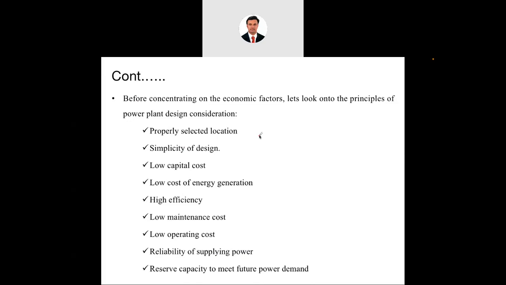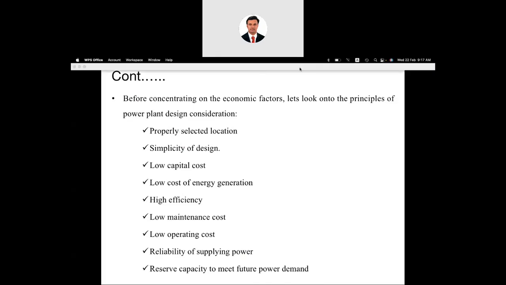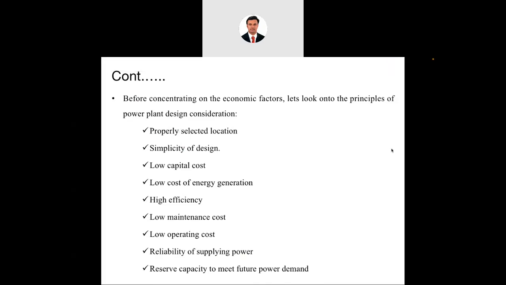As we saw in the last unit, power plants, mostly thermal power plants, are located near the resources, where the coal is available. If we consider hydroelectric power plants, those are located near hilly areas because water is present at that location. So proper selection of the location is also going to affect the cost of the electricity.